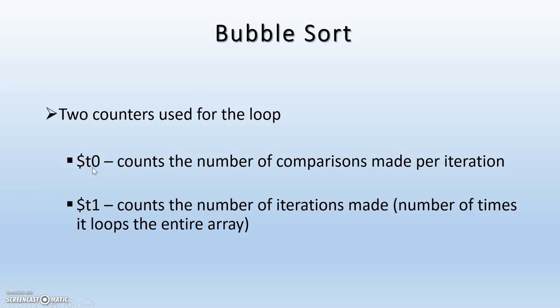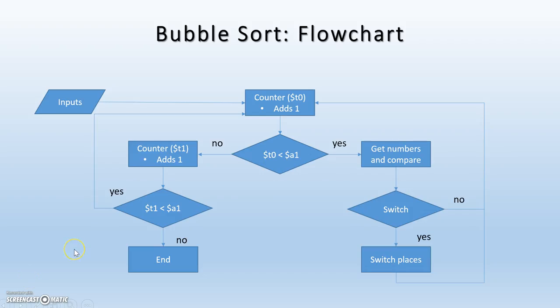So for my code, I've used two counters, and my first counter is T0, and it basically counts the number of comparisons made per iteration, and T1 will count the number of iterations or the number of times it loops the entire array. Here is a basic flowchart of my bubble sort, and you will see that there are two loops into this part. The right side is basically my main loop, which will get the numbers and compare, switch if needed. And the left portion of my flowchart will loop back to my main loop, assuming that T1 is still less than A1.